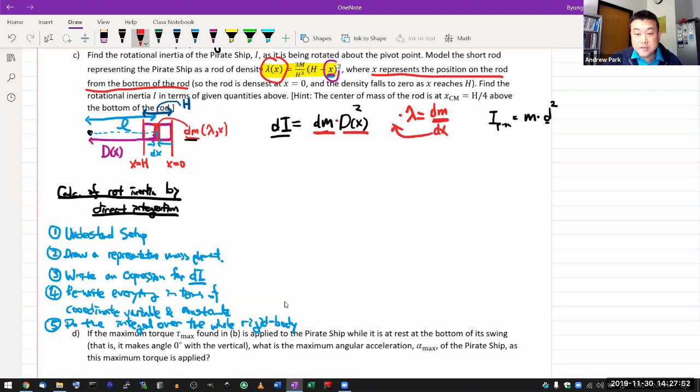That's the density times dx. So I'm going to be writing this with the density as a function of x. It's already given to me as a function of x times dx, and that'll give me the mass element in terms of the coordinate variables that I'm looking for. The part where you need to spend a little bit of time thinking through is the distance from the axis of rotation.